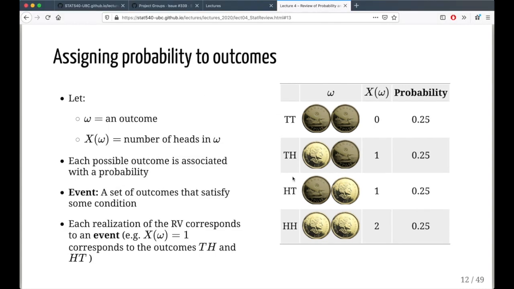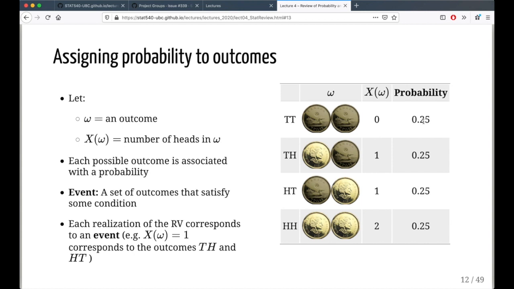And now, how to assign probability to outcomes. So here I've got the same table, but here I'm replacing with some notation where this little omega represents the outcome. So each of these sets of 2 coins is an outcome. The x of omega represents the random variable. So that's essentially here the counting function that counts the number of heads in each of these outcomes. And we end up again with 0, 1, 1, and 2.